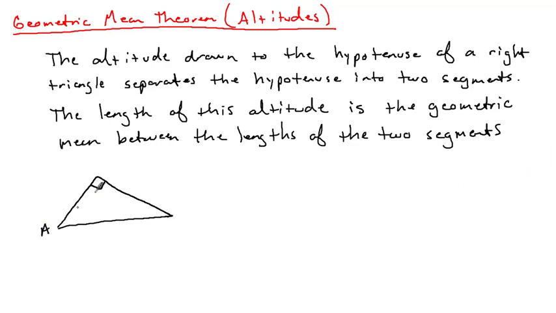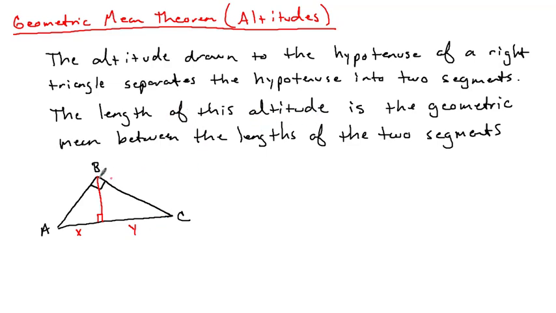Right, so we have triangle ABC, and it says an altitude is drawn to the hypotenuse of a right triangle. So altitude to the hypotenuse separates the hypotenuse into two segments. So we're going to have segment X and segment Y.